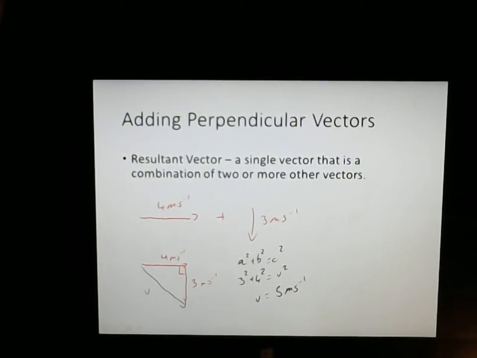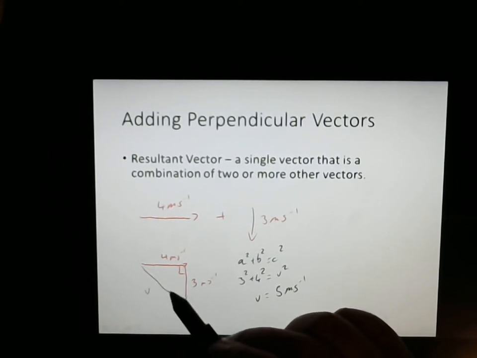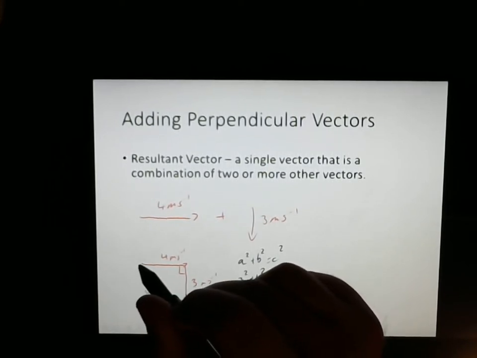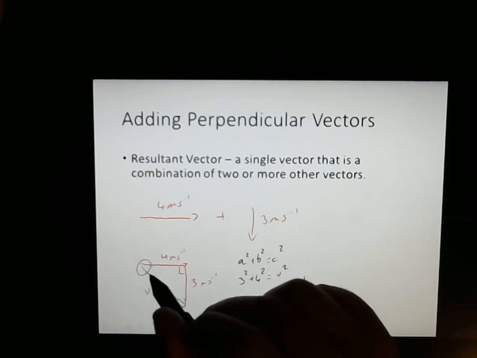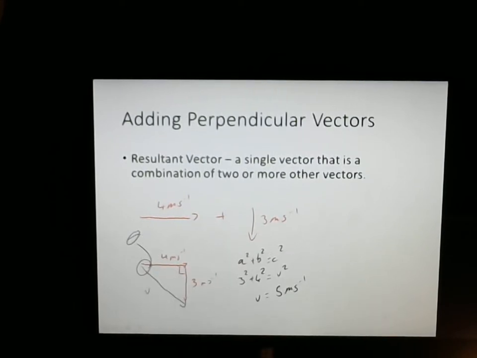Now the question is though, what direction is that? And so our direction we need to label on here. So we have two angles we'll get to do. We always need it where the resultant vector starts, so it has to be in that corner. We'll give that the symbol theta.